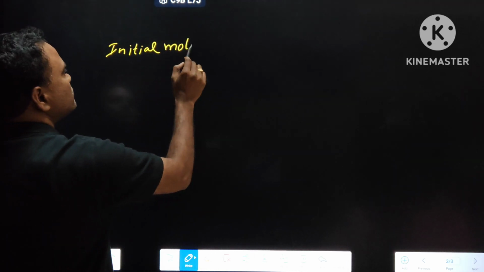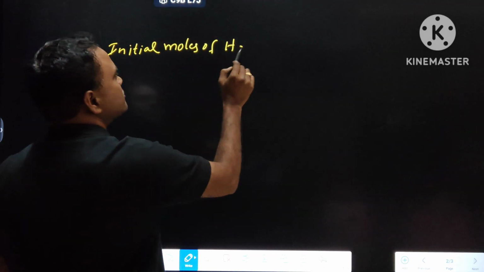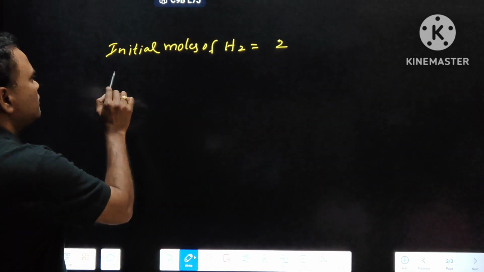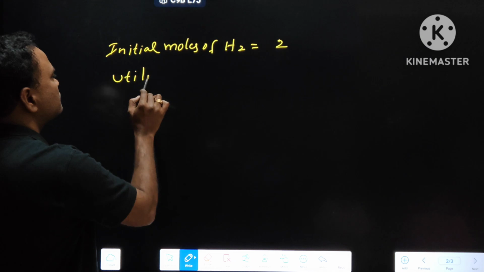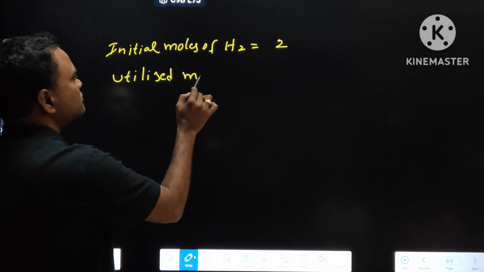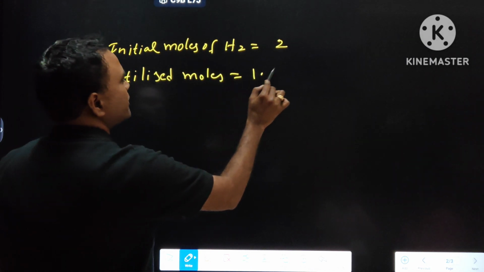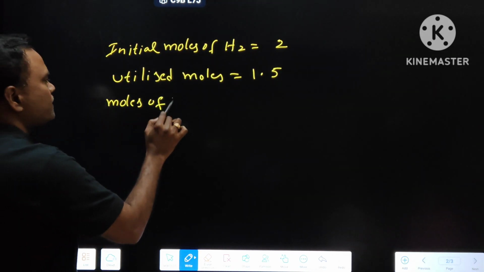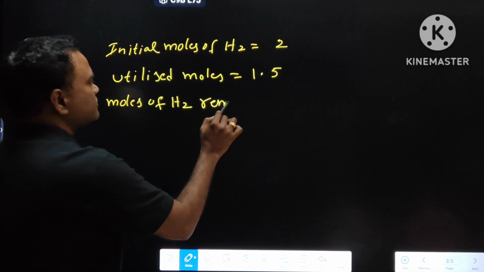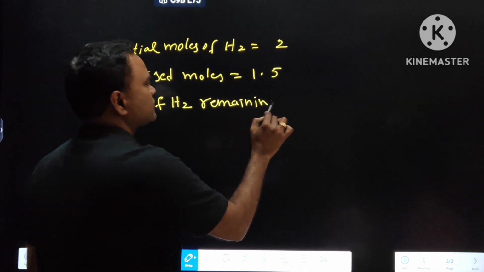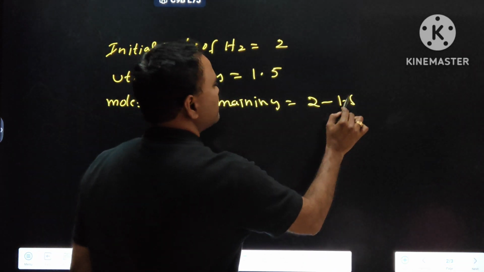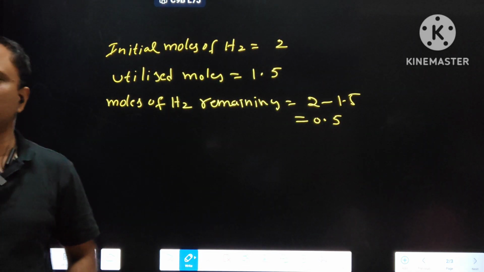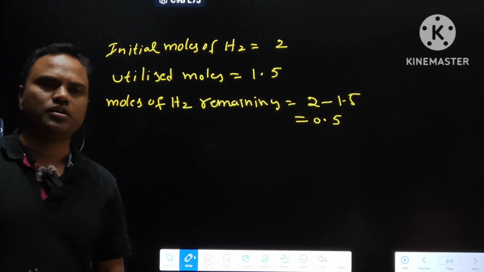Note down: initial moles of H2 is 2, correct? Utilized moles 1.5. Moles of H2 remaining: 2 minus 1.5 is equal to 0.5. So 0.5 moles of H2 will remain after the reaction.